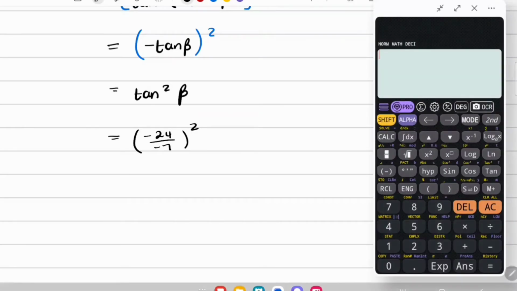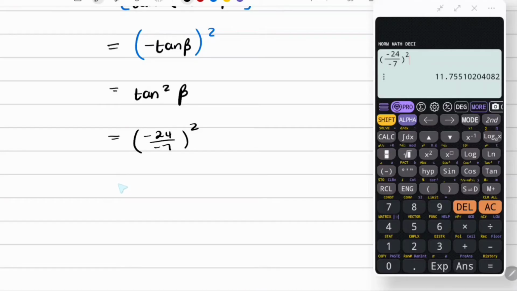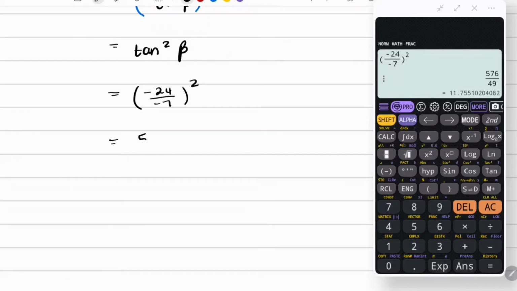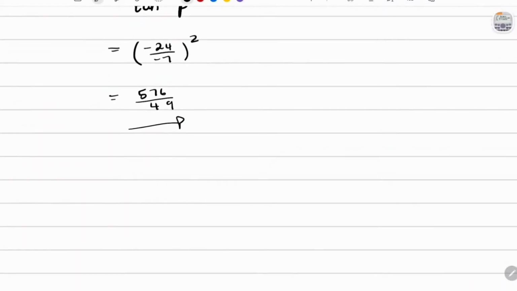So we can actually just put that onto our calculator. So that is going to be our negative 24 over our negative 7, and that gets all squared. And you see that the answer that we get, I think it can be a fraction. Yeah. So the fraction is 576 over 49. Okay, so that's what we get there. And then moving on to the next question.